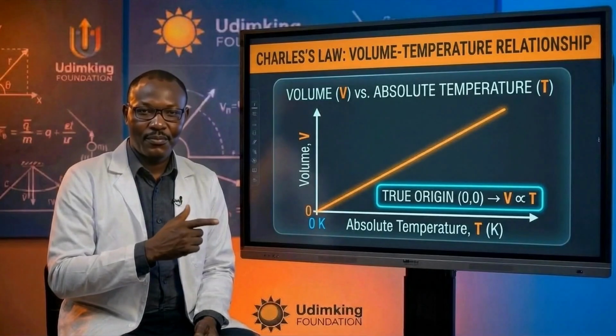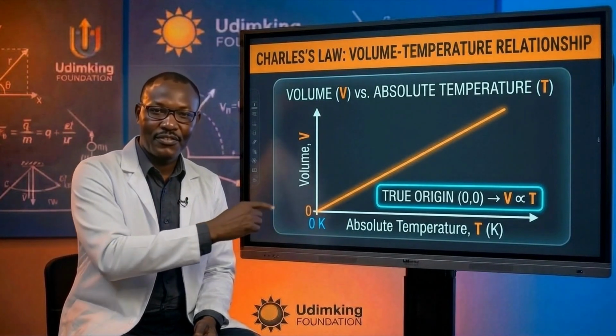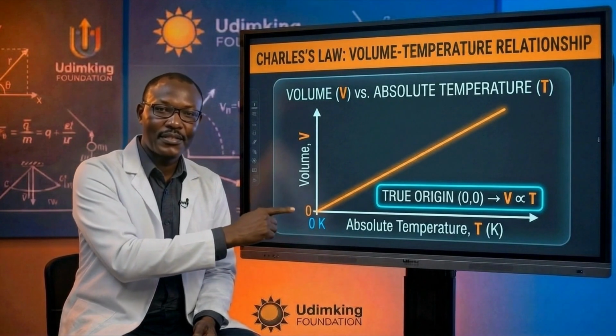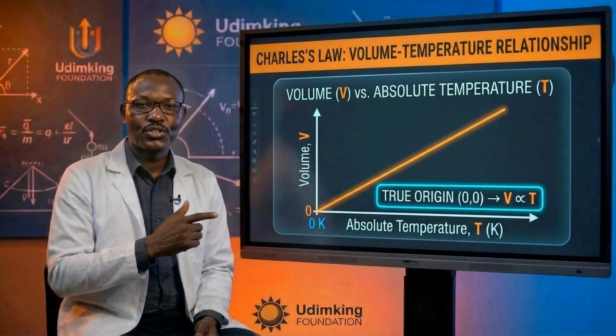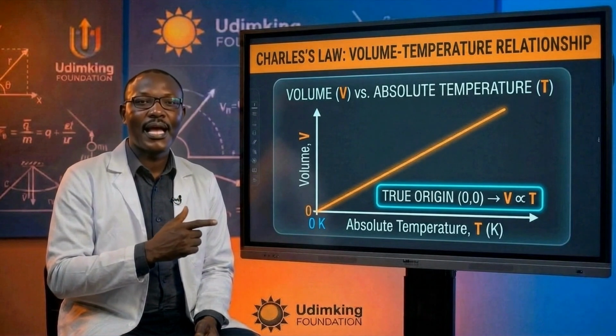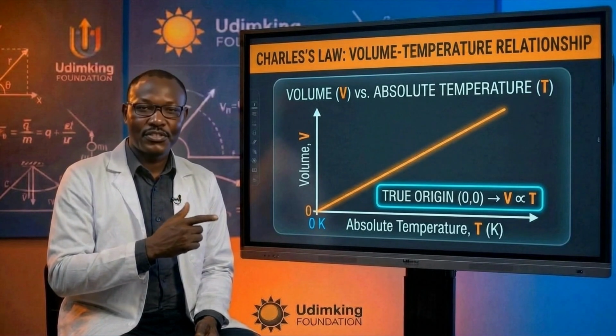Now, here is the masterstroke. What if we shift our vertical volume axis to the left, moving it directly over the 0 Kelvin point? Watch what happens. By relocating our origin to 0 Kelvin and 0 volume, our experimental line now passes straight through the absolute origin, 0, 0.